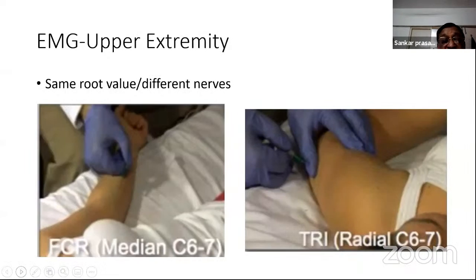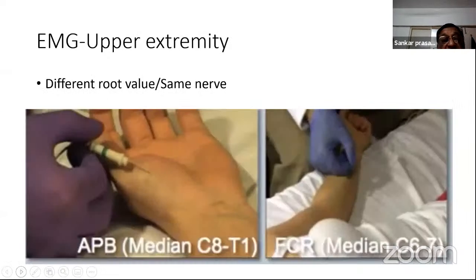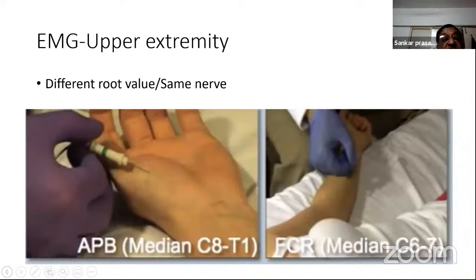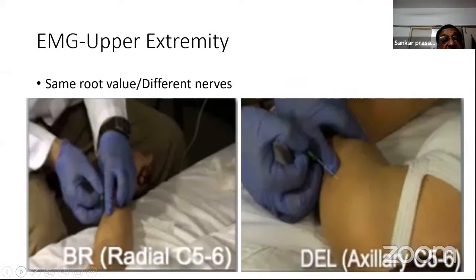Here same root, different nerves, median and radial. And now different root values but same nerve, that is median nerve, flexor carpi radialis and abductor pollicis brevis. This is median C8 T1 and C6, different root value but the same nerve. So that's how you have to remember. And same root value, different nerves, radial and axillary: deltoid C5, C6, and brachioradialis C5, C6. So same root and a different nerve. So different root and same nerve. So you check out your program of EMG and what muscles you will have to test.